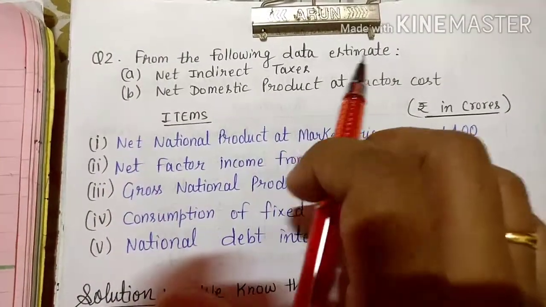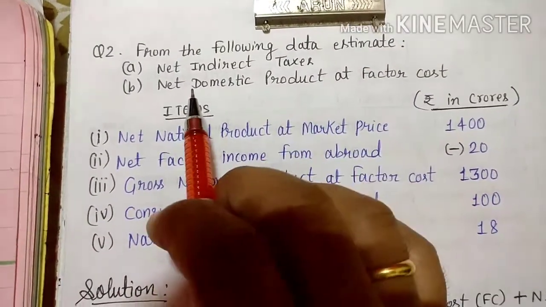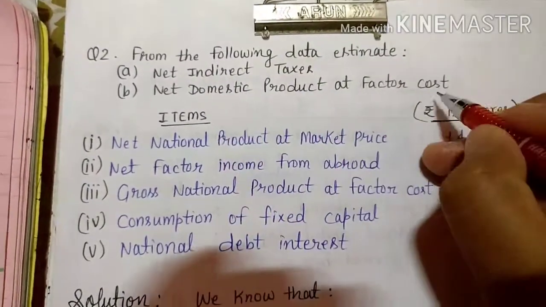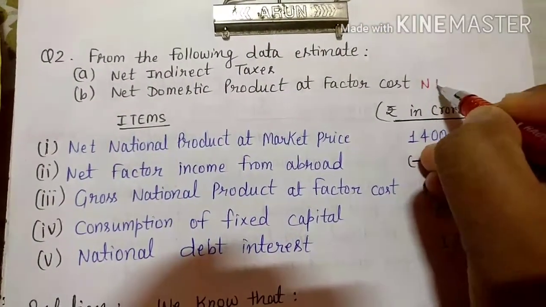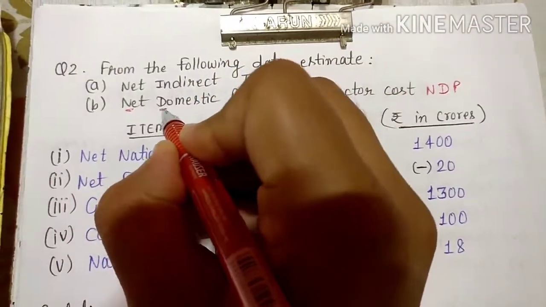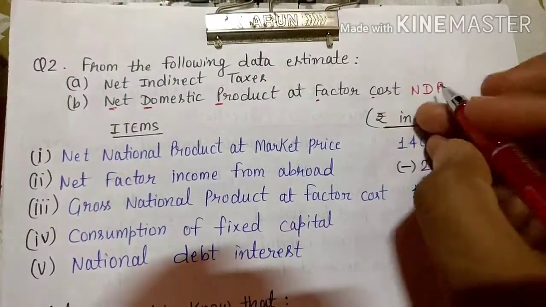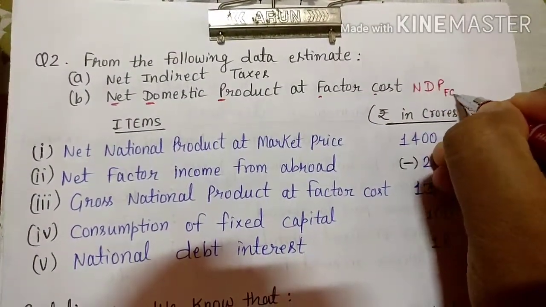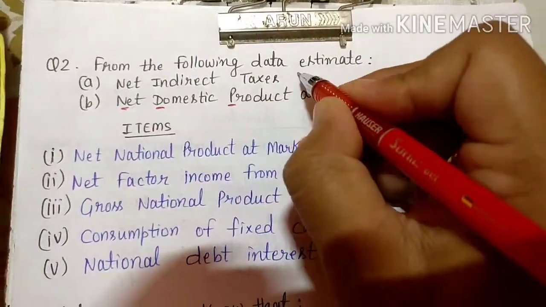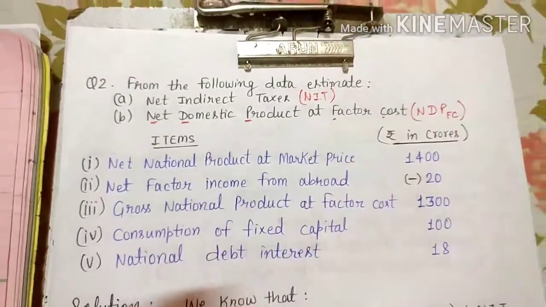From the following data, estimate, or you can say calculate, net indirect taxes and net domestic product at factor cost. Now net domestic product means we have to find out NDP, net domestic product at factor cost, that is at FC. This thing we have to find out. And what else? NIT, net indirect tax, also we have to find out. So let's see how we will find out.